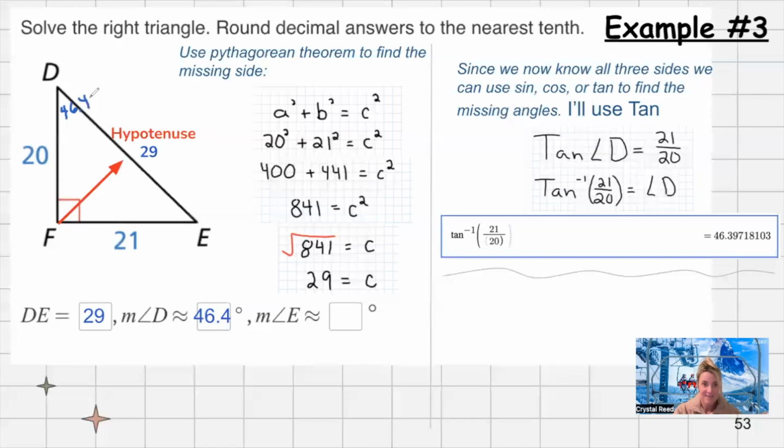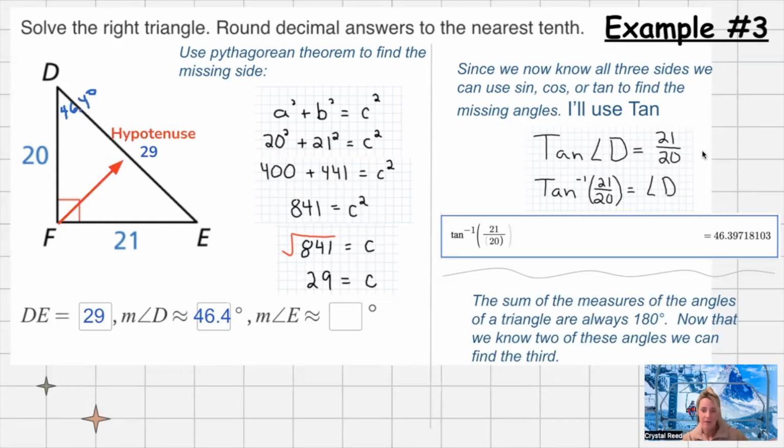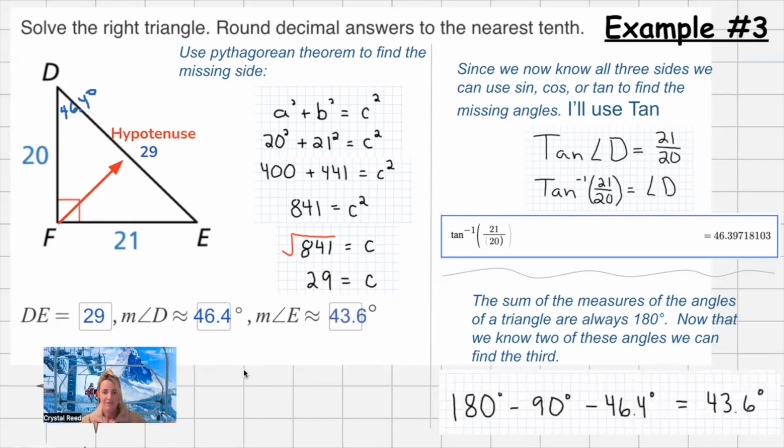The only angle left is angle E. We can use trig again to find that, but it actually is the easiest if we just recognize the fact that the sum of the measures of the angles of the triangle are always 180. Now that we know two of these angles, we can find the third. And so we are just going to go ahead and do 180 minus 90 minus 46.4, and we get 43.6 for our angle E. And look at that. We solved our triangle.